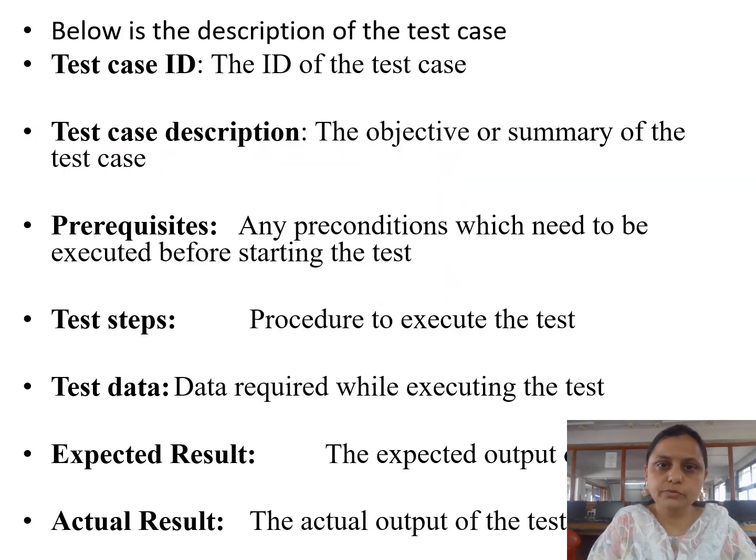So this is the description for this. Test case ID means the ID of the test case. Test case description means the objective or summary of the test case. Prerequisites means any precondition which needs to be executed before starting the test. Test steps means the procedure to execute the test case. Test data means data required while executing the test. Expected result means our expected output. And actual result means the actual output of our test case.